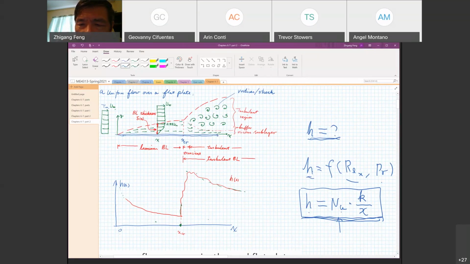And to find the Nusselt number, we need to know the Reynolds number as well as the Prandtl number. The Prandtl number is a property of the fluid. The Reynolds number depends on the coordinate x. Okay? So it's a function of x.